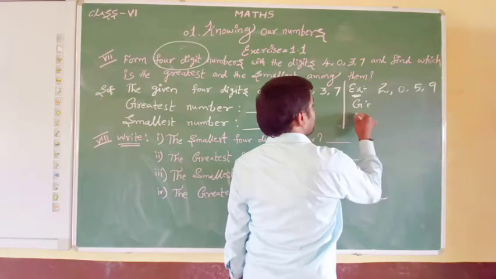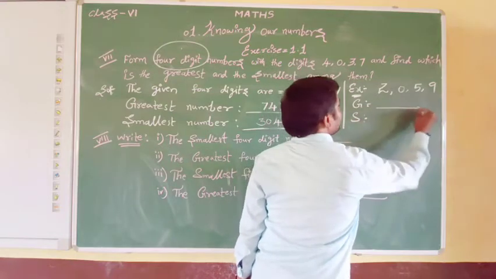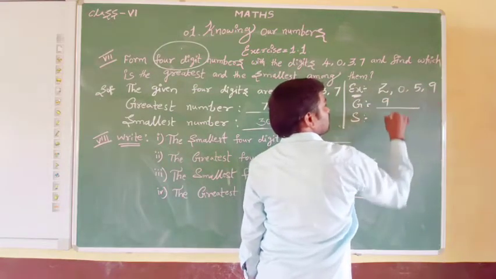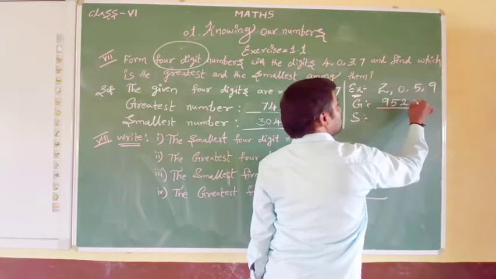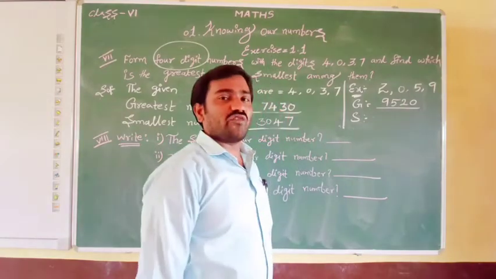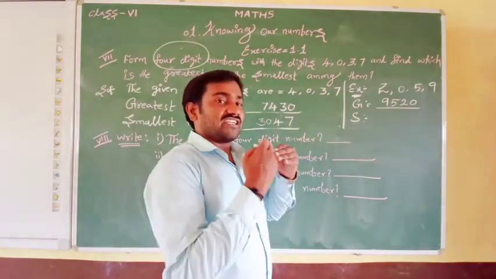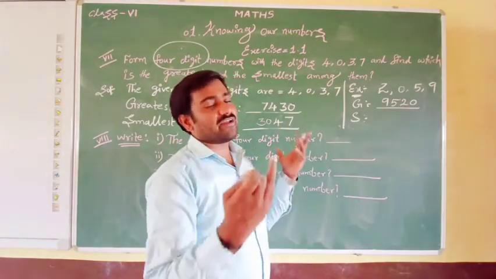Greatest number and smallest number. Easily you can make the greatest number: first the greatest digit 9, next 5, next 2, next 0. 9520, that is the greatest number. That means greatest digit to smallest digit. If you write that, it becomes the greatest number.